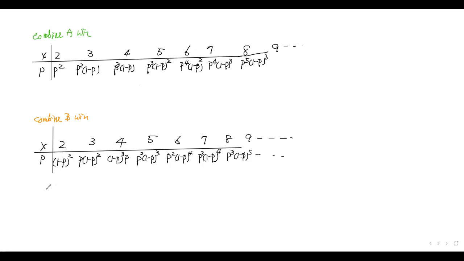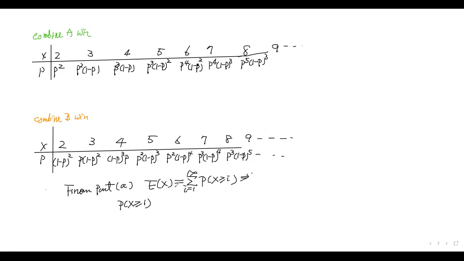So we know from part A that the expected value is equal to the summation from i equals 1 to infinity of the probability that x is greater than or equal to i. That means I'm going to have the probability that x is greater than or equal to 1.